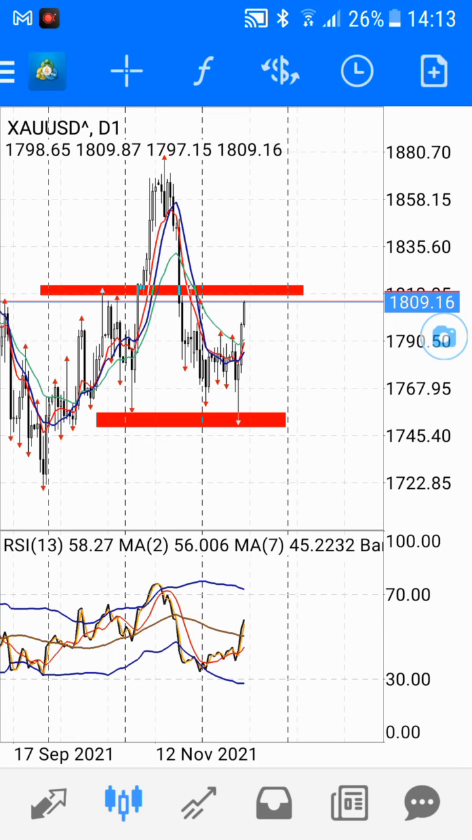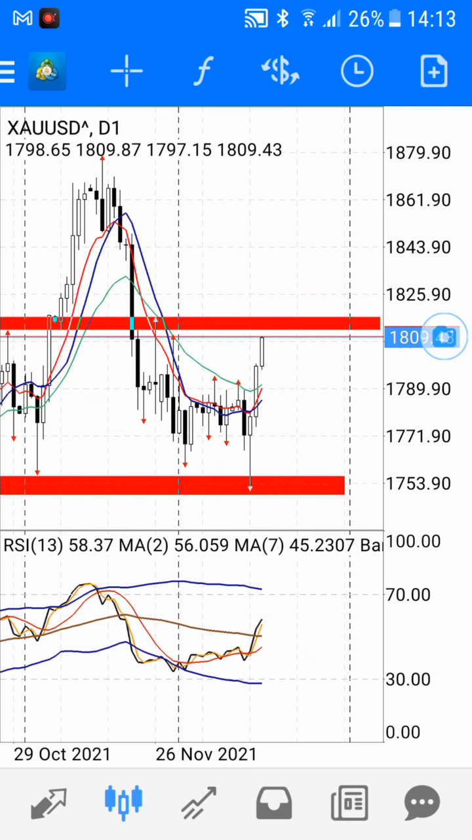We don't want too many lines and too much resistance and support lines, because when you get to smaller time frames, it just gets confusing. You don't know which one is which. So on the daily, it looks like it could be hitting resistance. If I look at the TDI, though, it's still on the rise. So should price pass that resistance area, we definitely have a buy scenario.